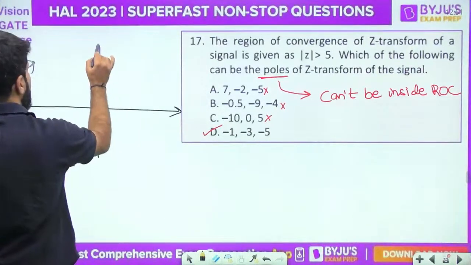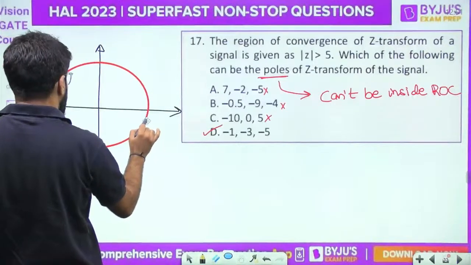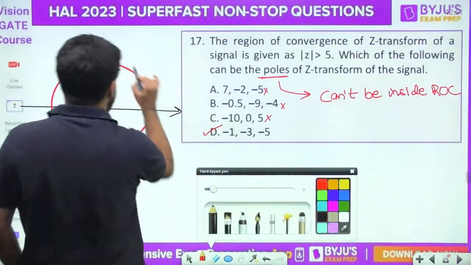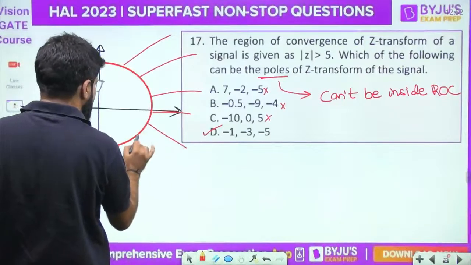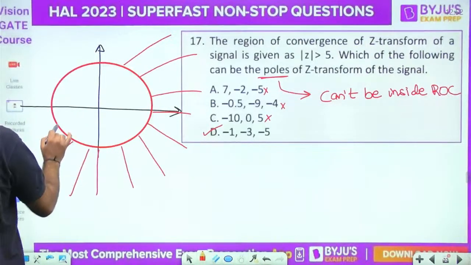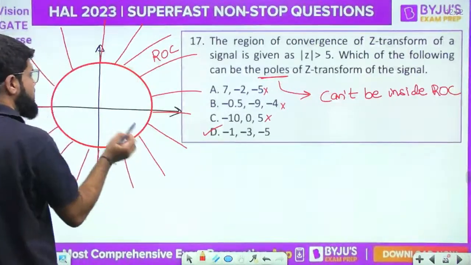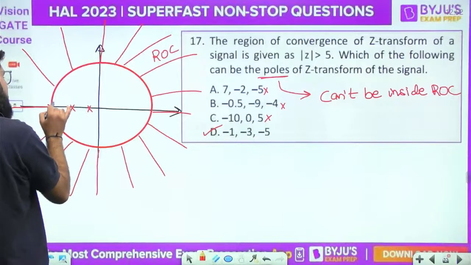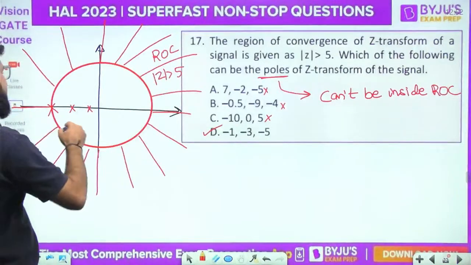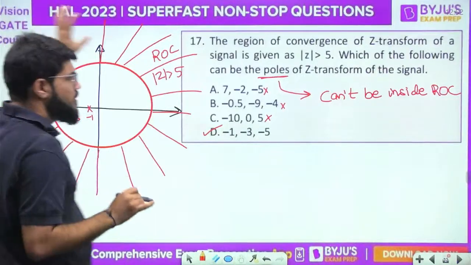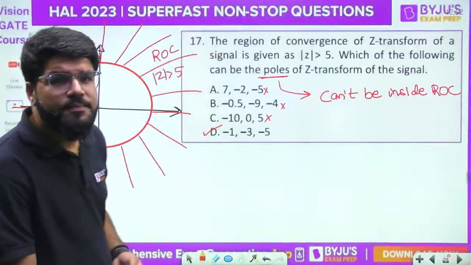If I take the Z plane, and let's say this is the circle of some radius that is 5. Let us say I want to take mod Z greater than 5, so this is the ROC. Let us assume the radius is 5. So this is the ROC, and the poles, if I have taken at -1, -3, and even at -5, it is allowed, because ROC is mod Z greater than 5. So -1, -3, -5 is allowed. Option number D is very clearly allowed. Done? Okay, next question.